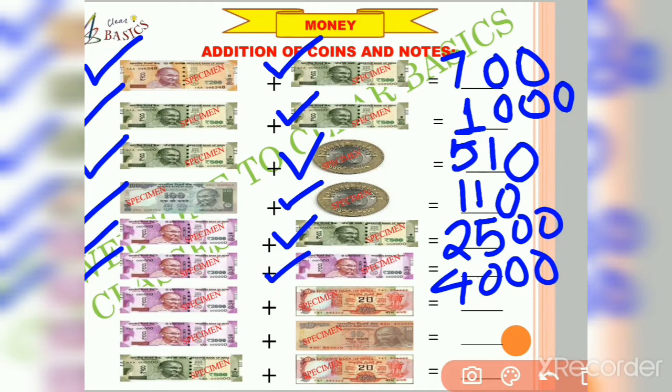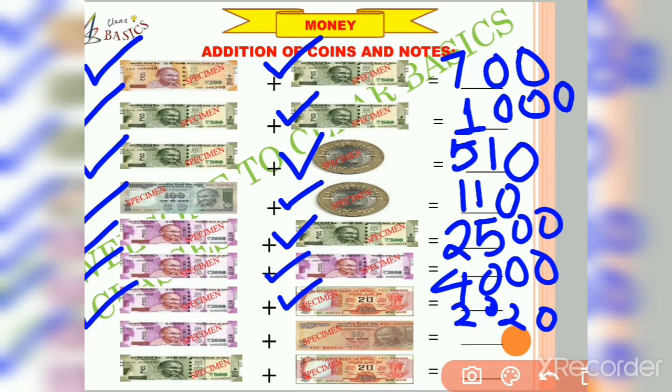Next we can see there is a 2000 rupees note. So in other words, we can say the value of this note is 2000 and we will have to add another 20 rupees note. So our final amount value is 2020.